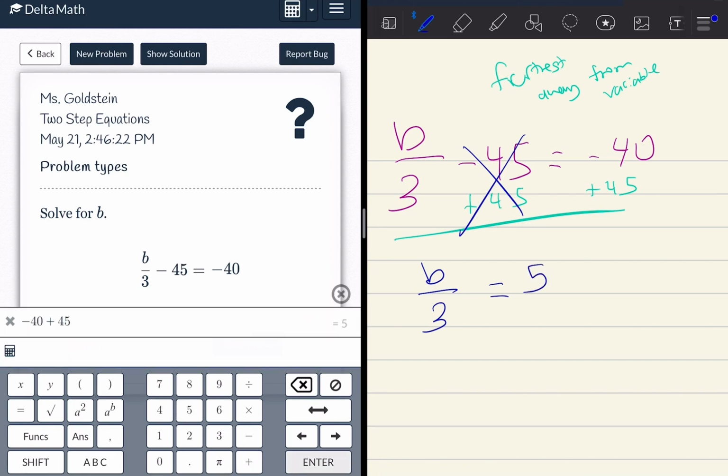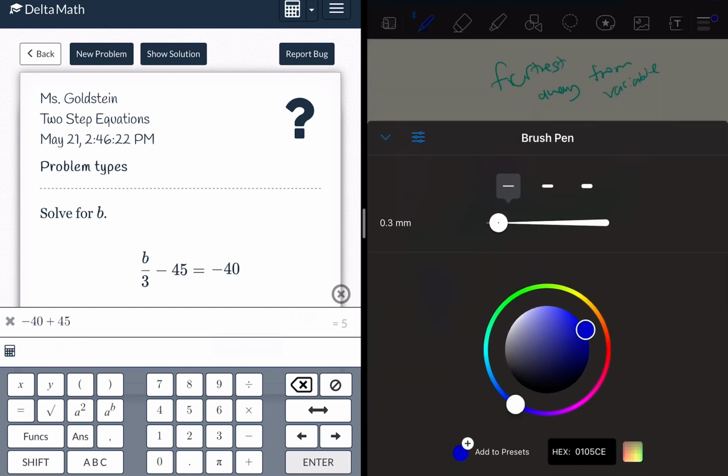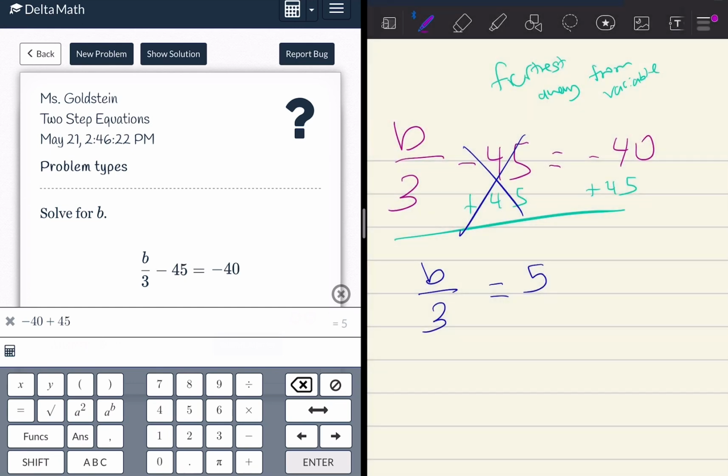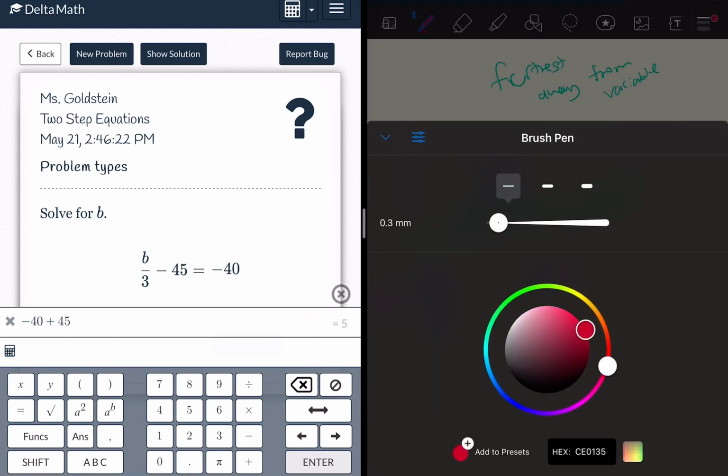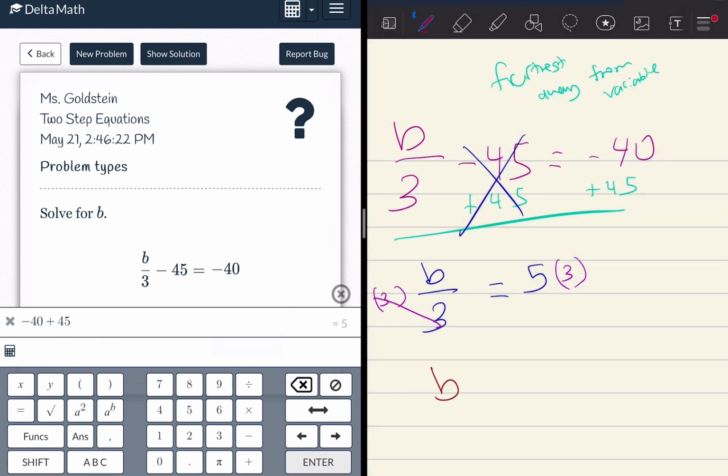Now I have a one-step equation. I still want to get b by itself. It's attached to the 3 by division. The opposite of dividing by 3 is multiplying by 3. So I'm going to multiply by 3 on both sides. The 3's cancel. And I'm almost done. I can bring down b equals, and then I just do 5 times 3, which is 15.